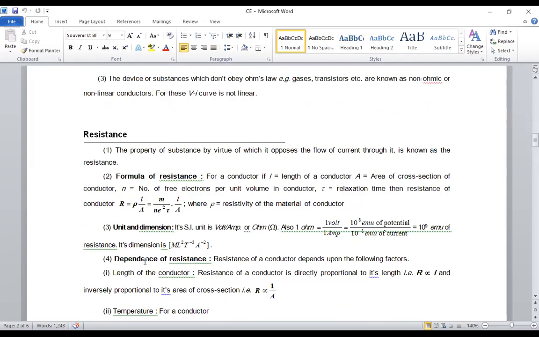Okay, the next is resistance. What is resistance? It is the opposition to the flow of current.